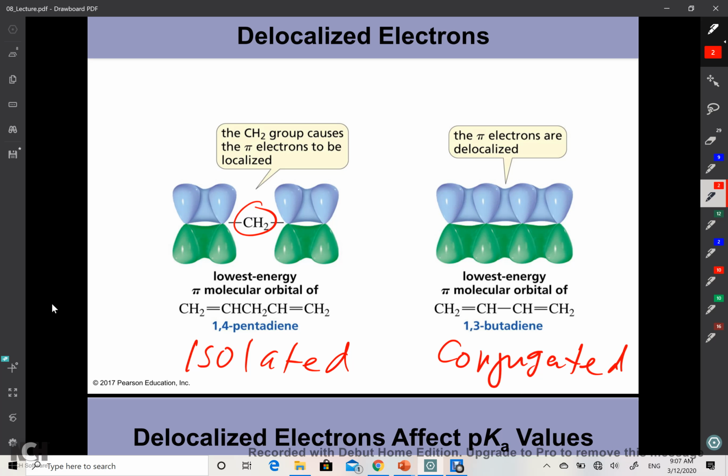Yes, Maria. Yeah, an isolated system will not be able to show resonance. So are we good up to this point? But most of our focus will be on the conjugated system.